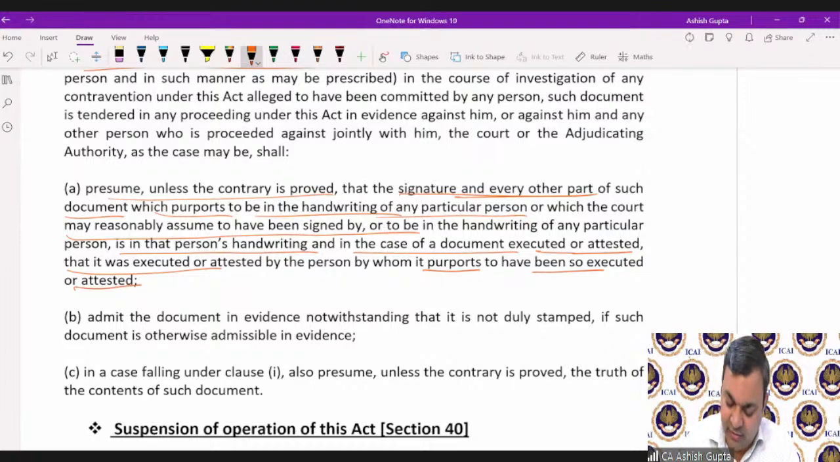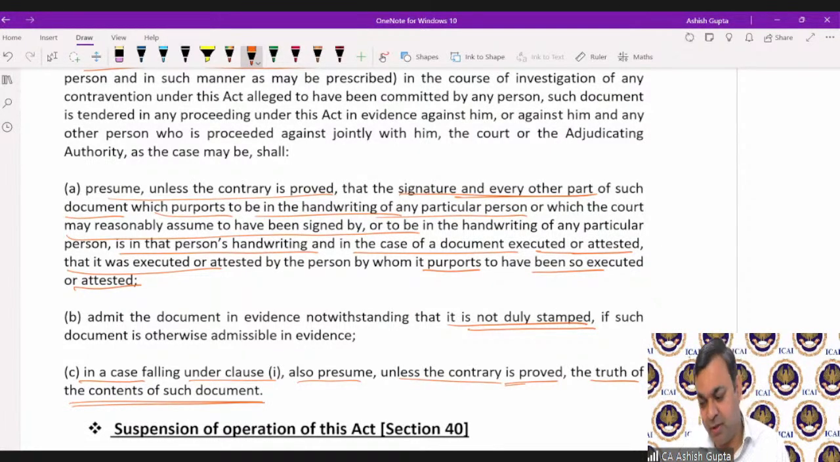Admit the document in evidence notwithstanding that it is not duly stamped, which means an unstamped document can be accepted as evidence, right? There is the Stamp Act 1899, which says an unstamped document cannot be accepted as evidence, but this provision provides the power. If the document is unstamped, then too you can present it as a document. In a case falling under clause 1, also presume, unless the contrary is proved, the truth of the contents of such document, right? So this is the concept which we need to remember.